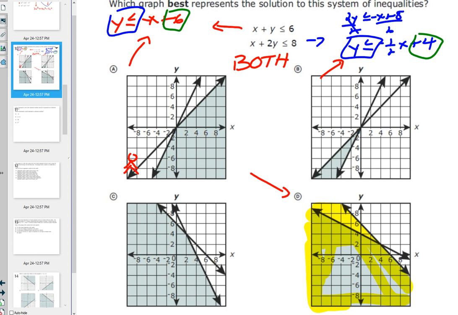Pretend that the other one isn't even there. What color am I shading? What color am I shading? What color is that? Yellow, right? Yellow. Okay. So what I just shaded is just this graph right here.